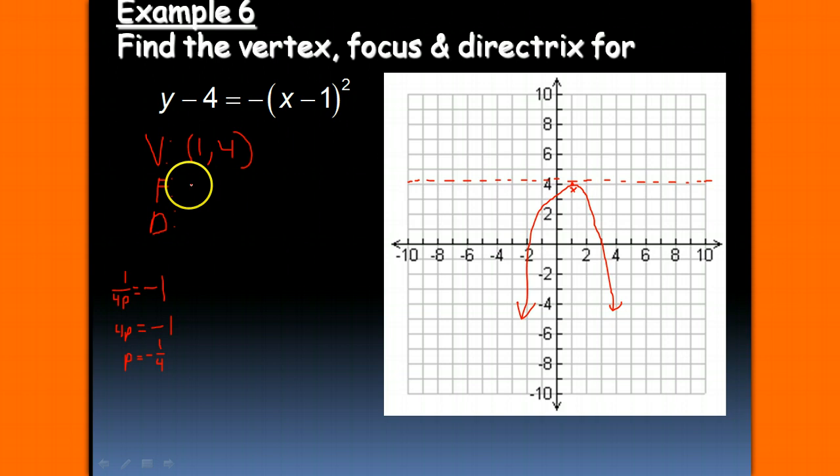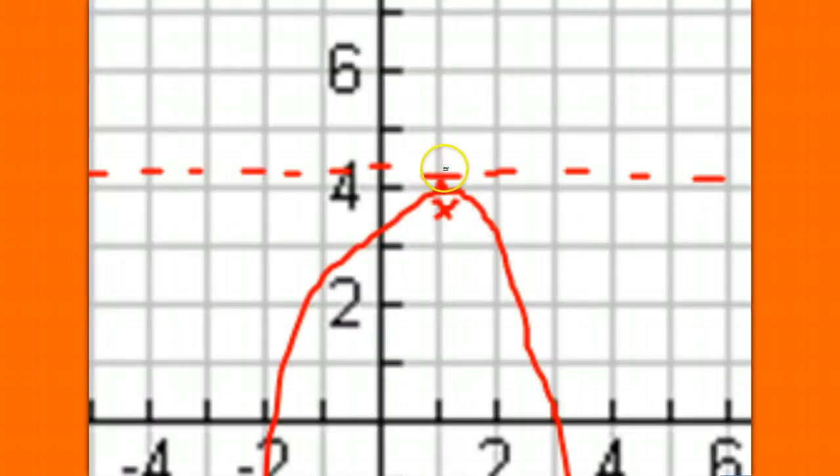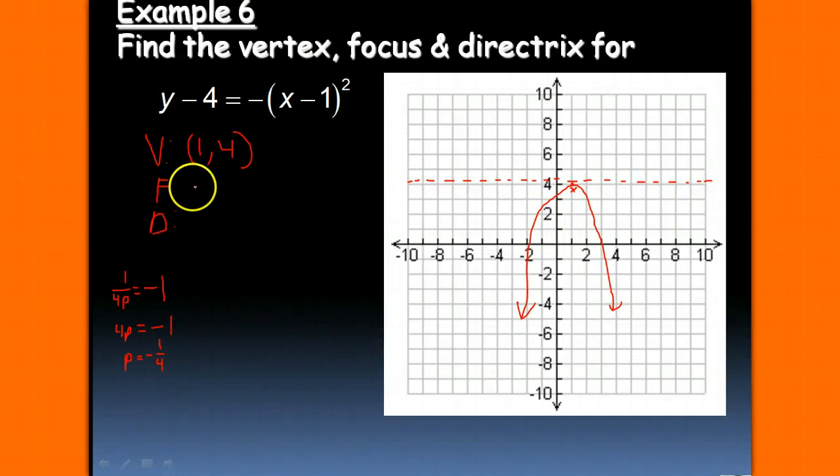Alright, so now we're going to find our focus and our directrix. We're going to do that by taking our P, and it comes down from the directrix. So if you just look at the graph, you can see that it looks like it comes down right here, which it does. Okay, so we can add that 1/4 to this 4 of our y value, and that'll give us our directrix. So our directrix is going to be, and again, it's y equals something when it's a horizontal line. So it's going to be y equals 4 and 1/4.